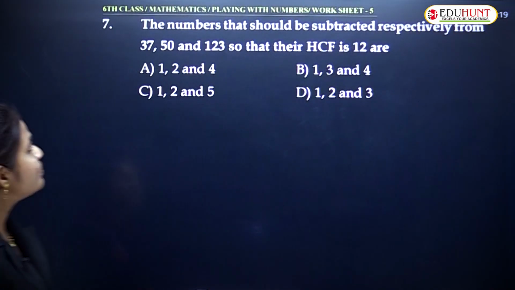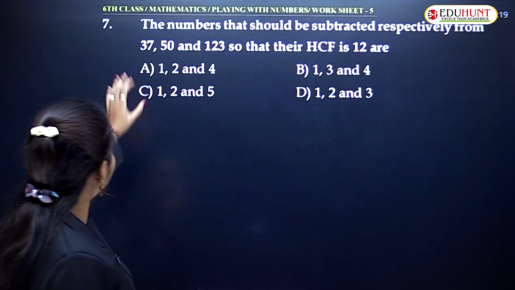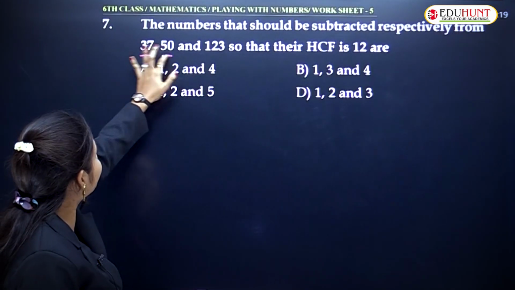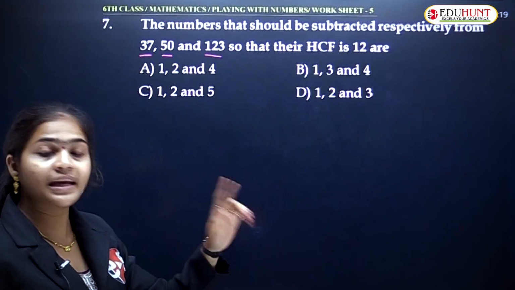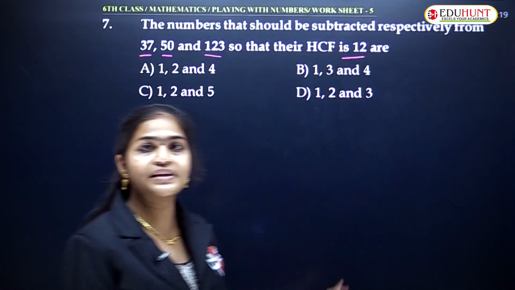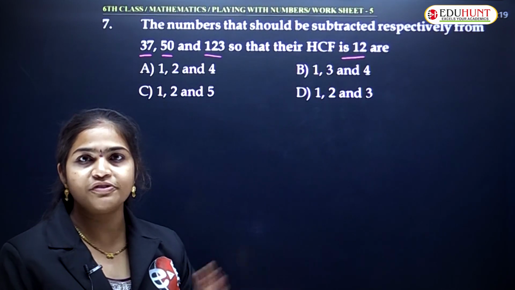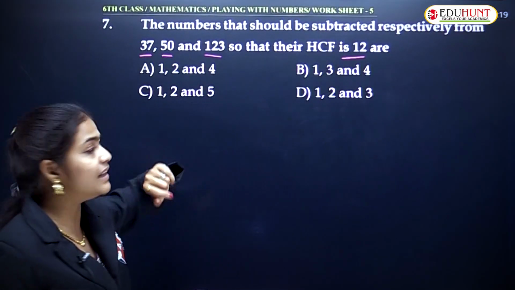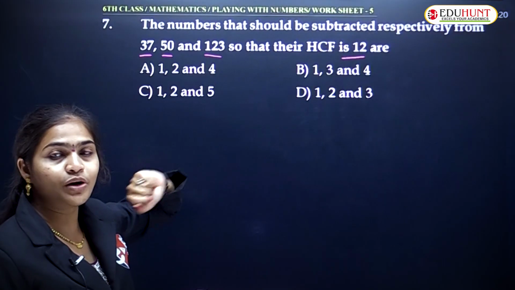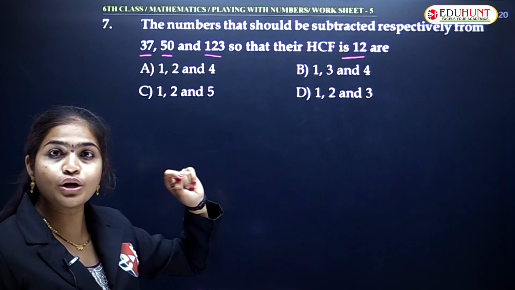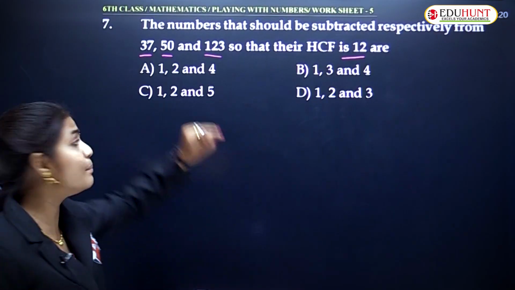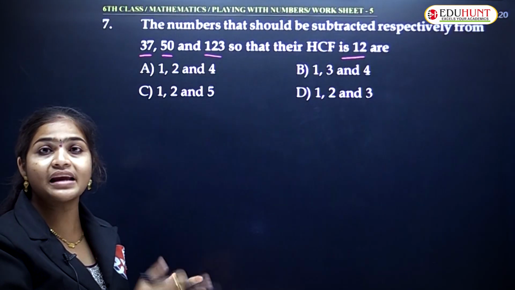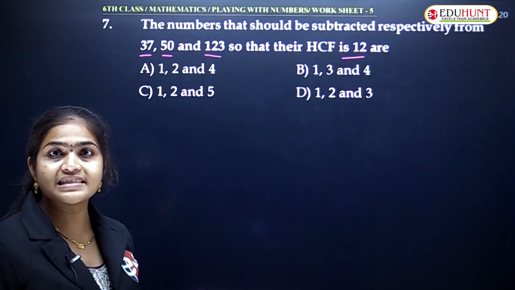7th one. What numbers should be respectively subtracted from 37, 50 and 123 if their HCF is 12? HCF means what? Highest common factor, which means 12 is a factor of 37, 50 and 123. But here, as per the question, we need to subtract one number from 37 to make the resultant number a product of 12, a multiple of 12.